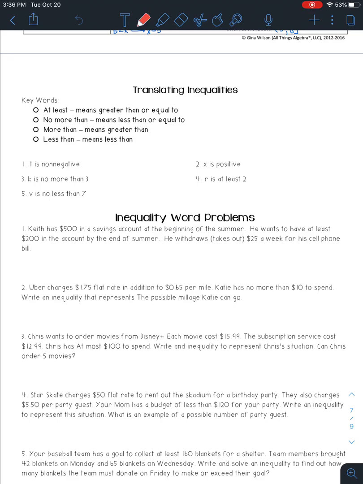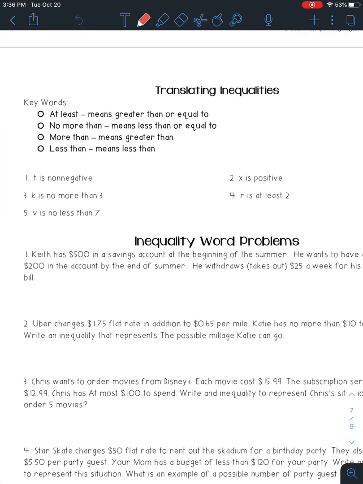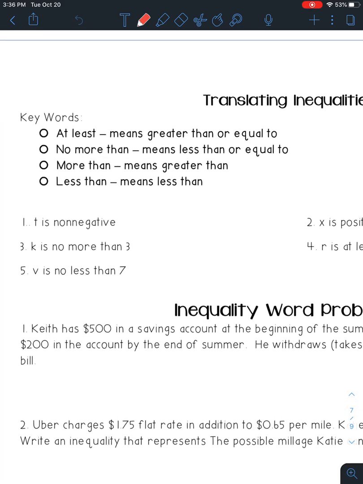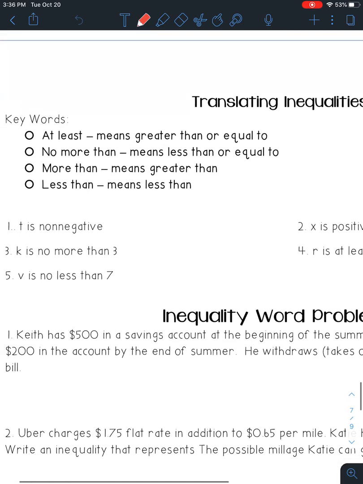Hi guys, this is our last section, everyone's favorite section, word problems. So let's look at some key words here that really trigger what inequality we're looking at. The first word is "at least." Anytime something says at least, that means greater than or equal to. "No more than" is typically less than or equal to. "More than" means greater than, and "less than" means less than.